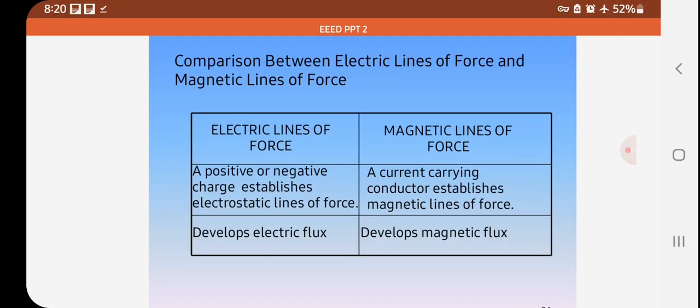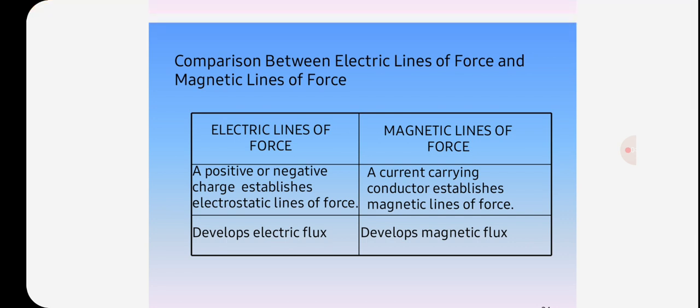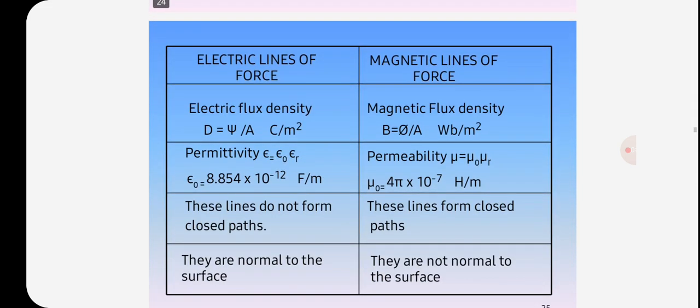Here, a positive or negative charge establishes electrostatic lines of force. In magnetic lines, a current carrying conductor establishes magnetic lines of force. Electric lines of force develop electric flux. Magnetic lines of force develop magnetic flux. In electric lines of force, electric flux density D is equal to psi by A, that is Coulomb per meter square. In magnetic lines of force, magnetic flux density B is equal to phi by area, Weber per meter square.